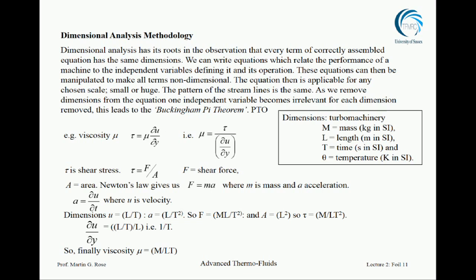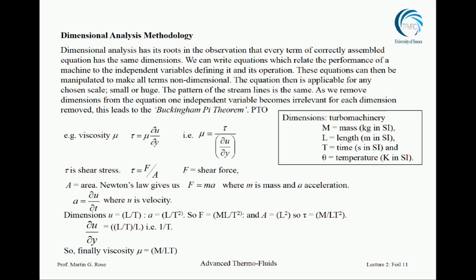In order to evaluate its dimensions, we need to understand what dimensions we'll be referring to in turbomachinery, and they're listed here on the right. We have M for mass, kilograms in SI, L for length, meters in SI, T for time, seconds in SI, and theta, which I won't be using in this lecture, but if you have to bring it in, we use theta for temperature, which is Kelvin in SI. So these are the 4 dimensions which come in to turbomachinery. And there are only 4. There's nothing more, just these 4 to understand.